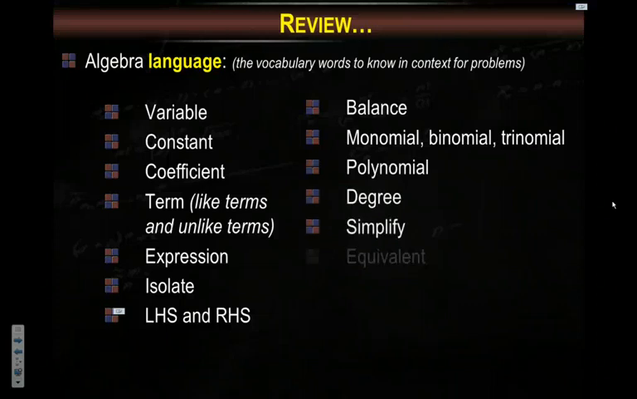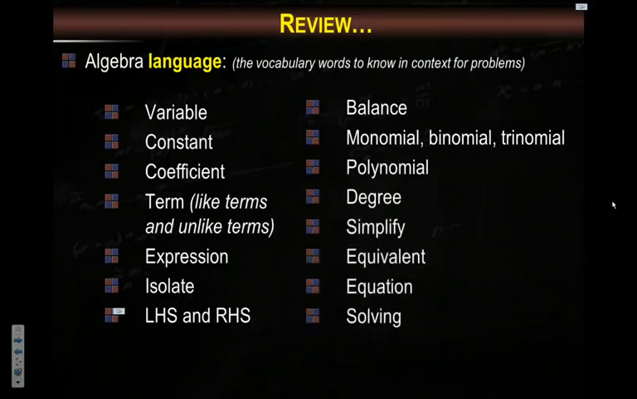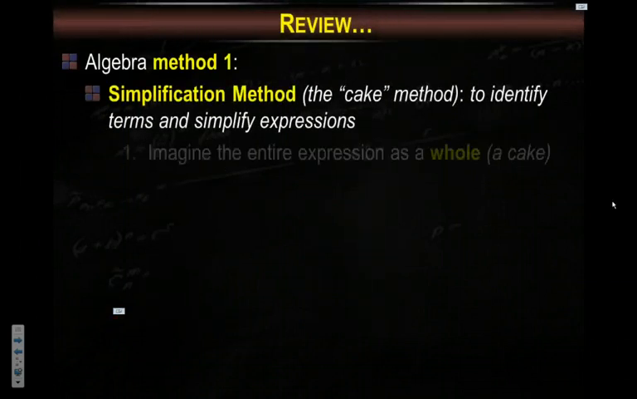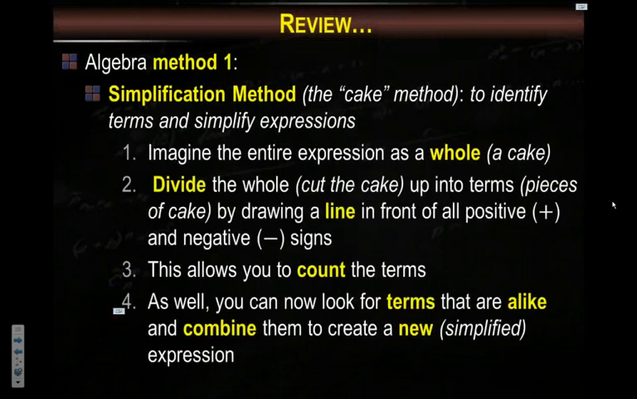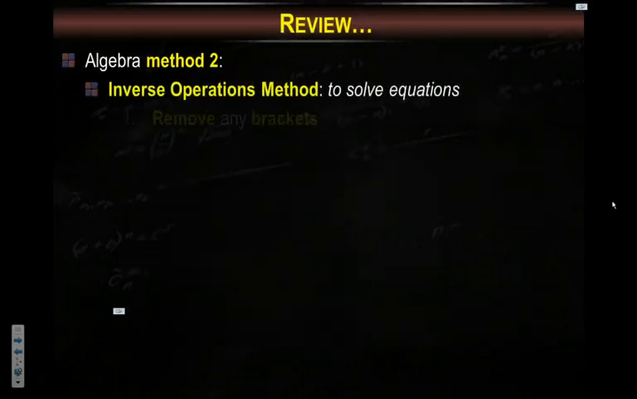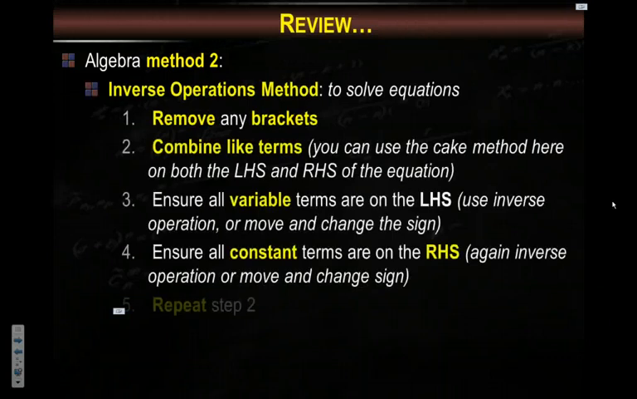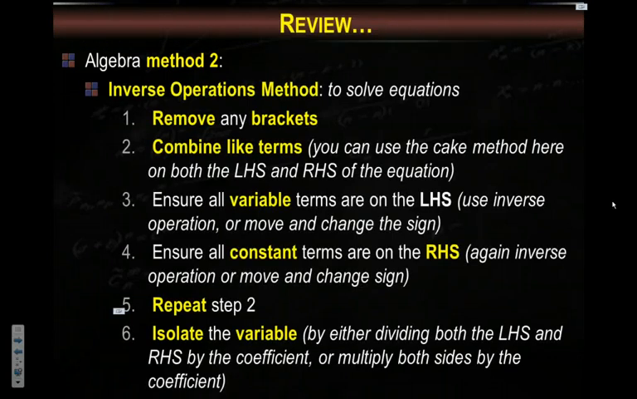I'm not going to go through all these. You should already know what all these are, okay? Second thing, know your methods. 2 methods: the cake or the simplification method, to make it simpler, has 4 steps to it. The inverse operations method has 6 steps to it. I'm not going to go through them again. You know them, or at least you know of them.